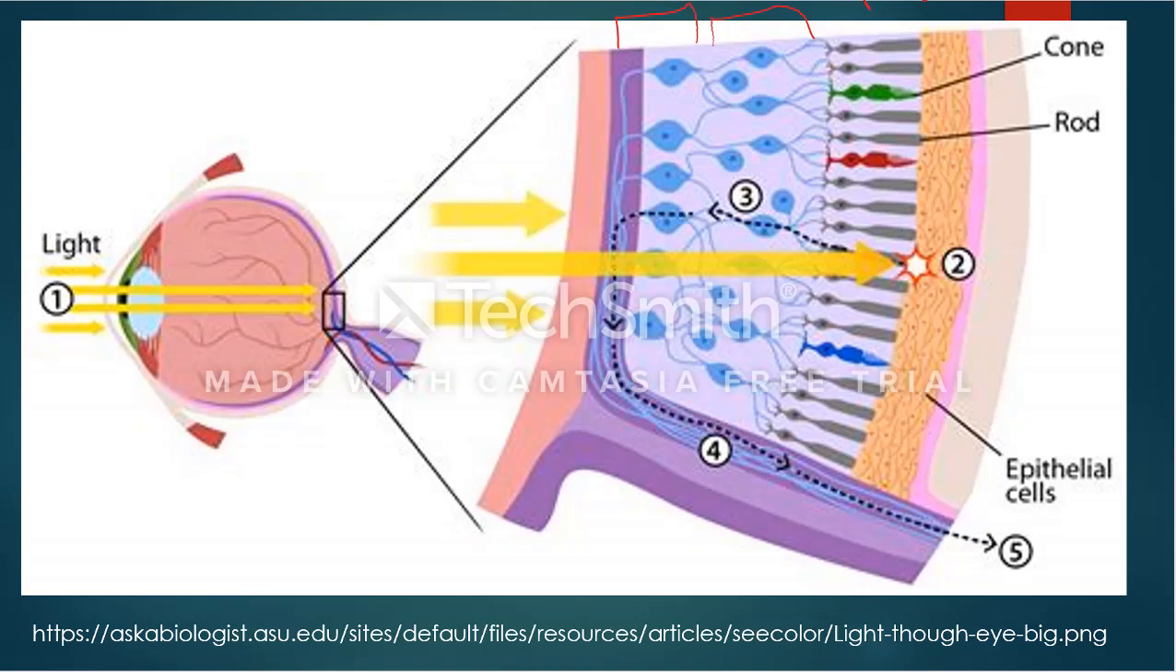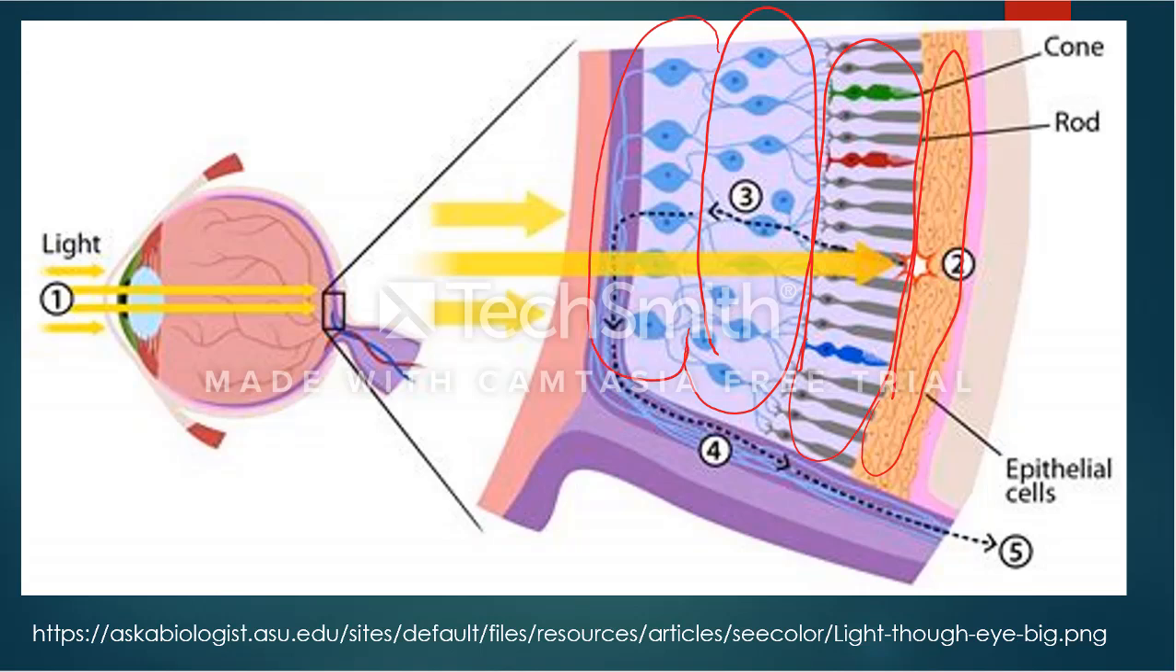Alright, so speaking of the retina, we're going to look at a closer image of it. Right here is a larger, close-up version of the retina. Here we can see the retina is broken up into 4 parts. We have epithelial cells, then we have our rods and our cones, then we have a layer of bipolar cells, and finally we have our ganglion cells. So those are the 4 layers that we have.